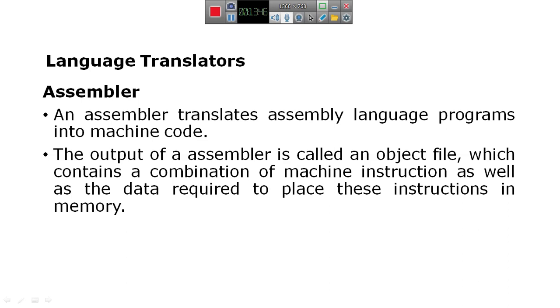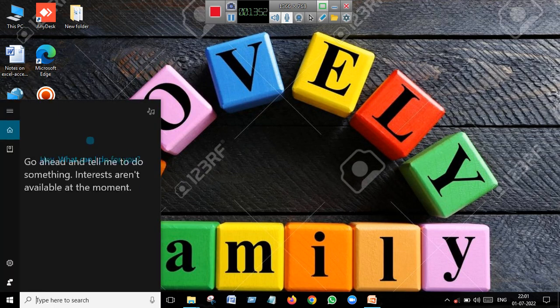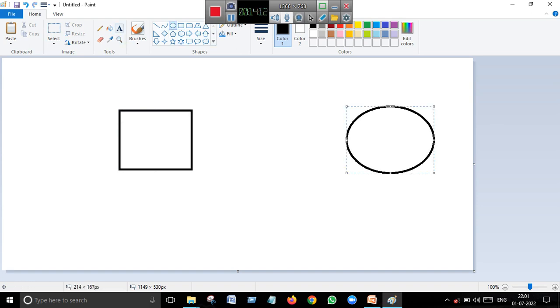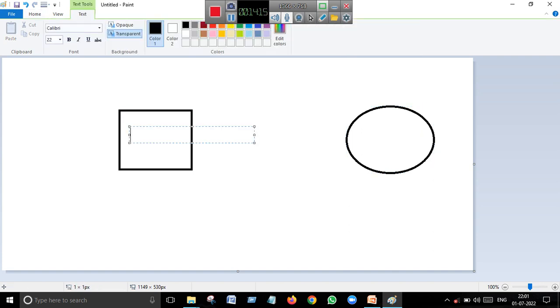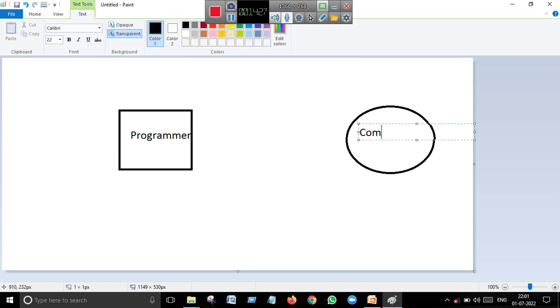I will show you one diagram for better understanding. Here I'm opening the Paint application. Just assume this is a programmer, and this is your computer or machine. This is the programmer, or the user, and this is the computer.